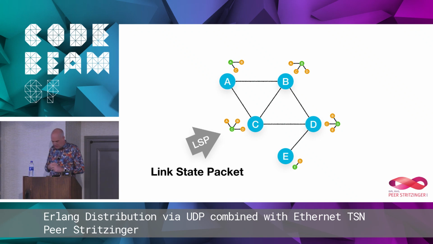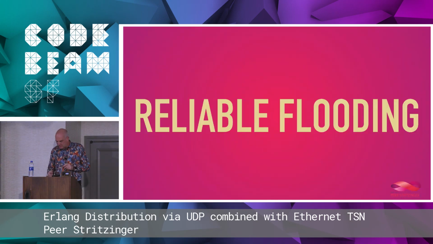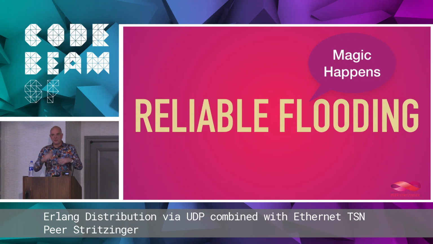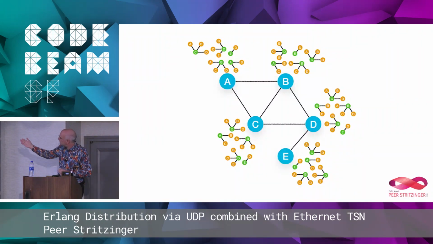Here's a short, partial animation of how this works. You have all these nodes, and all these nodes only know about their neighbors. Everyone has their little neighborhood map, and these little neighborhood maps are called link state packets. That's why it got its name, link state protocol. Then these link state packets are reliably flooded over the network, which I didn't show, so magic happens. Basically all these link state packets are sent to all the others. It's a gossip protocol, flooded to all the other nodes until everybody knows about everybody.